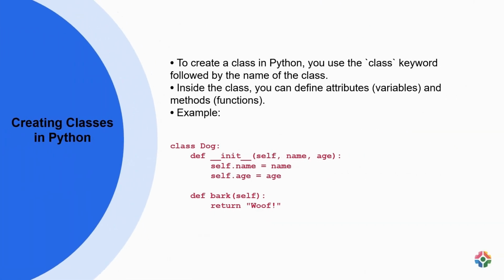To create a class in Python, utilize the class keyword followed by the class name. Within the class, attributes, variables, and methods, functions, can be defined. In the provided example, the class dog is created with attributes name and age, defined within the init method. Additionally, the bark method returns the string woof when called. This class structure is crucial for organizing similar objects and behaviors.